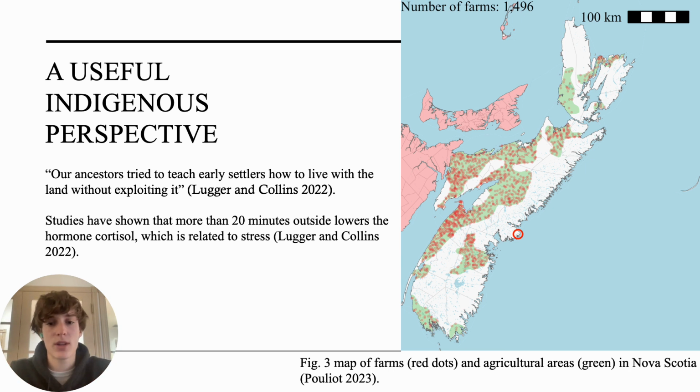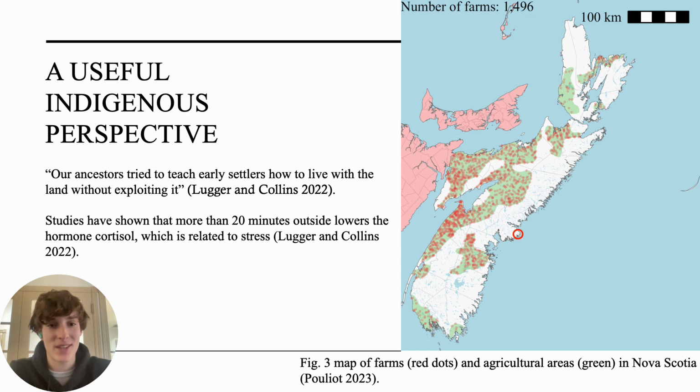And so if you look at this map again and focus on the white areas, if you're a settler, you would say, oh, that's wasted area. We could be farming that land and instead be making much more money, much more crops, maybe turn Nova Scotia into an economic superpower or something. I don't know.